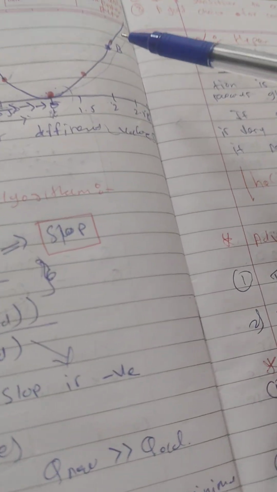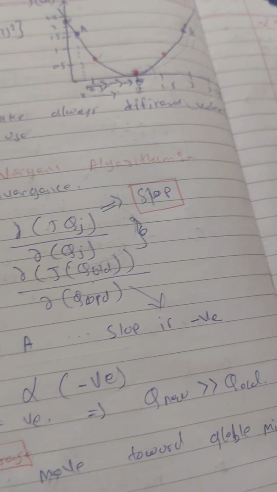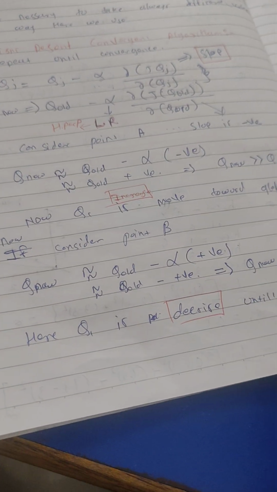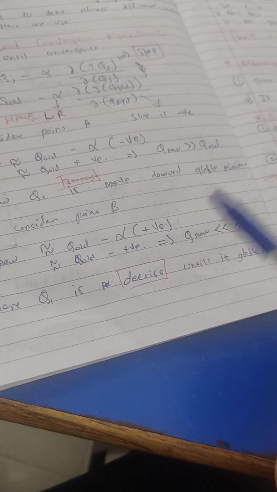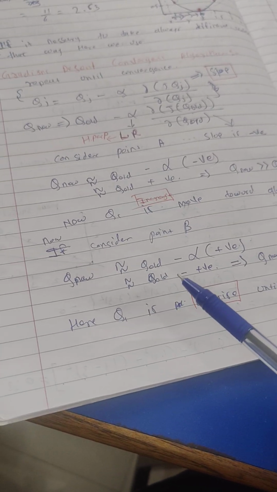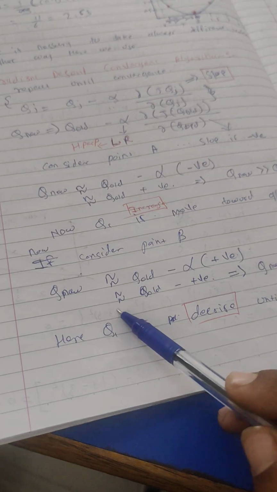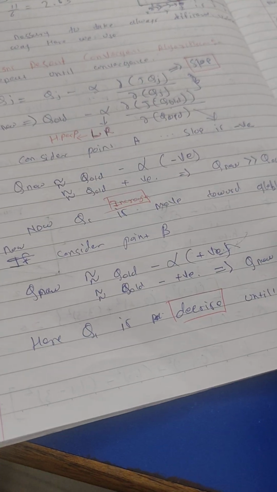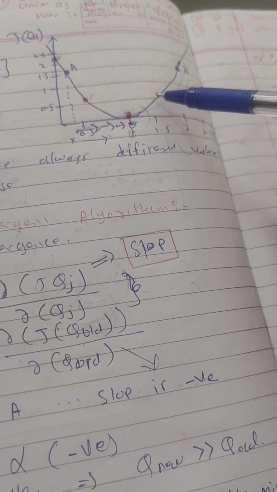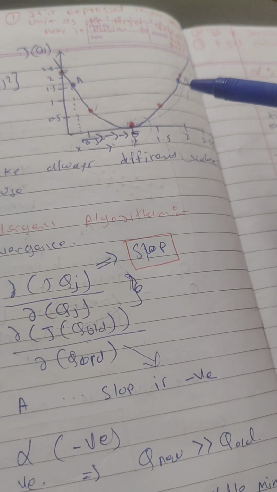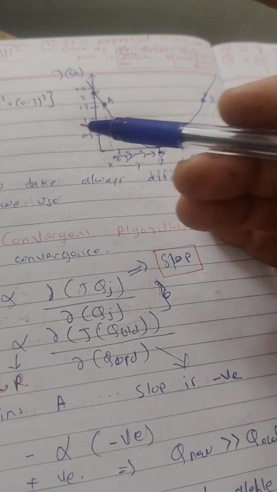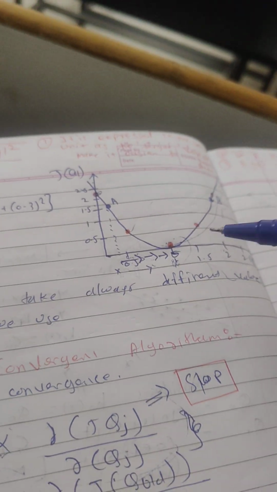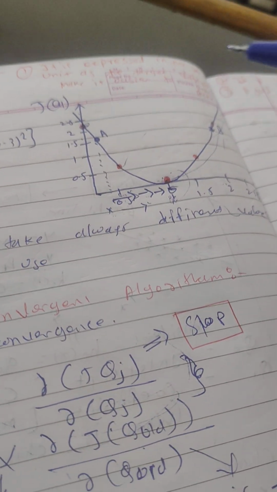Now we are going to understand the scenario from point B. What is the scenario happening at point B? If we consider point B, theta new is approximately theta old minus alpha into positive 1. How is it a positive 1? Because the right hand side of the line is going upward. Just as I told you earlier, how are we going to find out whether the slope is positive or negative? It just depends on the right hand side of the line.